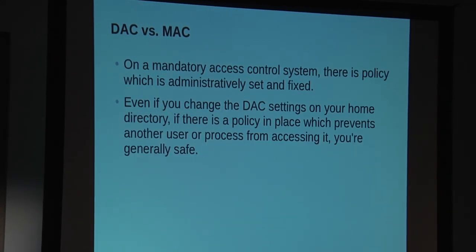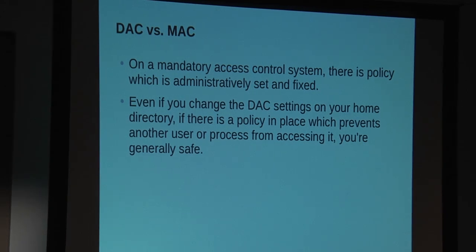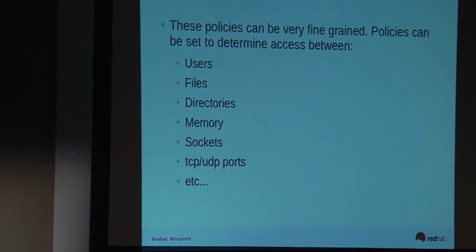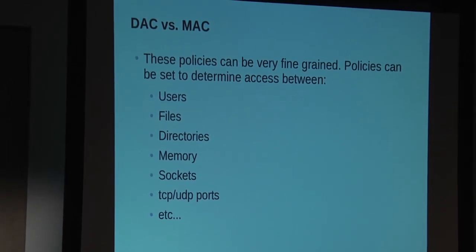On a mandatory access control system, though, there is a policy which is administratively set and fixed. Even if you change the discretionary access control level for your home directory, for instance, if there is a mandatory access control policy in place that's being enforced, you can generally protect even a directory or a file whose discretionary access control settings have been set to being widely permissive. Now, these policies can be very, very fine-grained. We can actually set access between everything from files to users, directories, memory addresses, sockets, TCP and UDP ports, things like that.